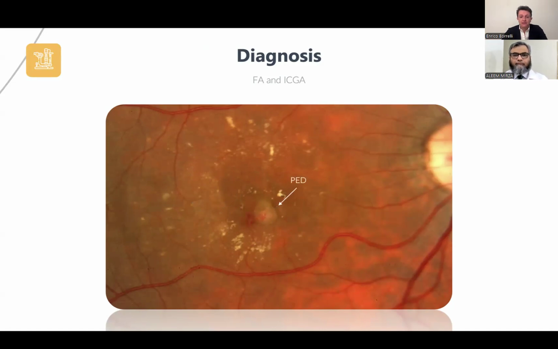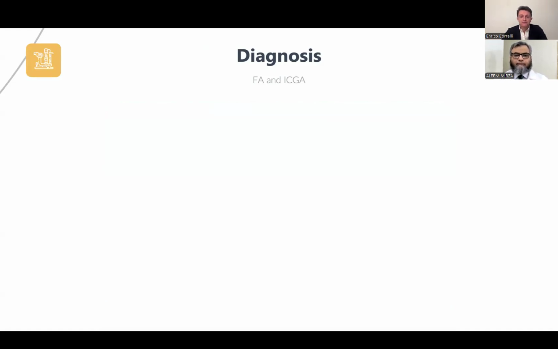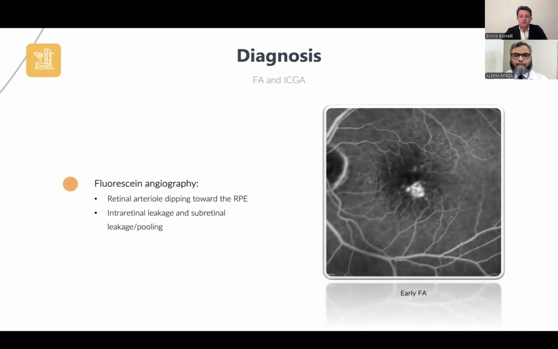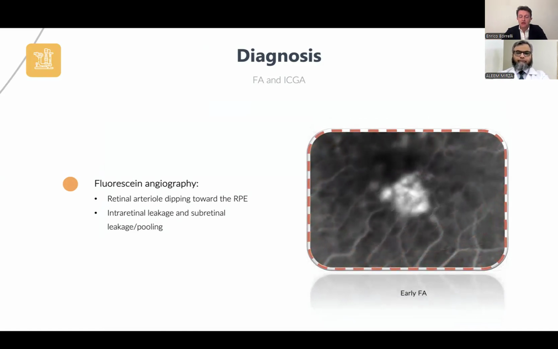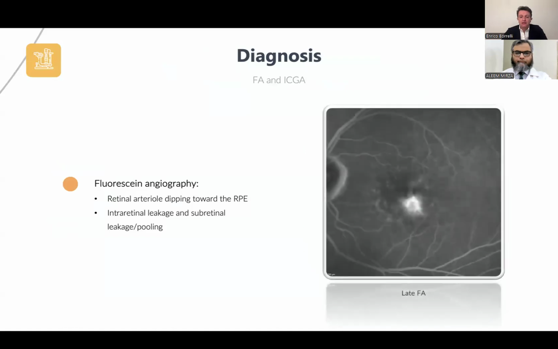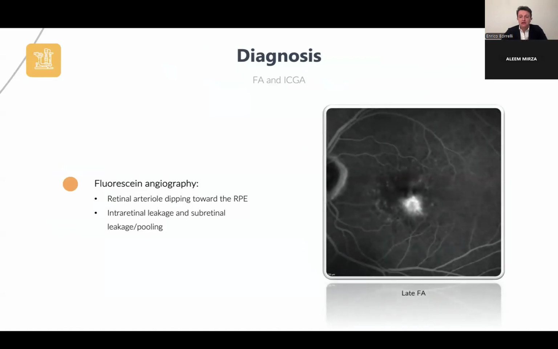And in these cases, we may want to use fluorescein angiography to confirm the diagnosis, as in the presence of type 3 macular neovascularization, usually we are able to see the retinal vessels dipping toward the RPE with some leakage and pooling. And in this case, you can see the late leakage.